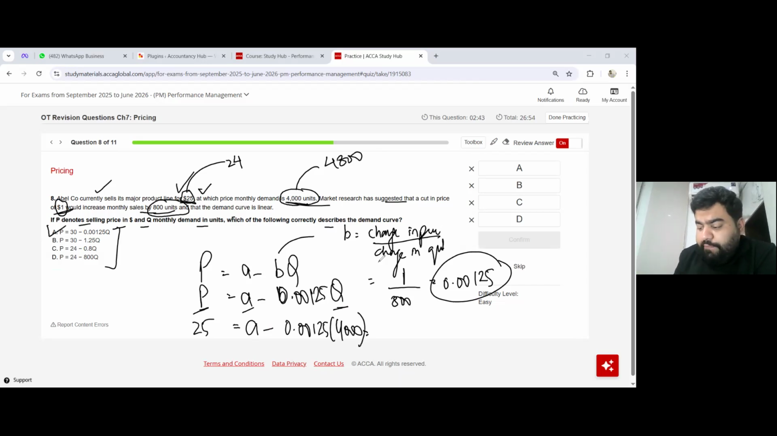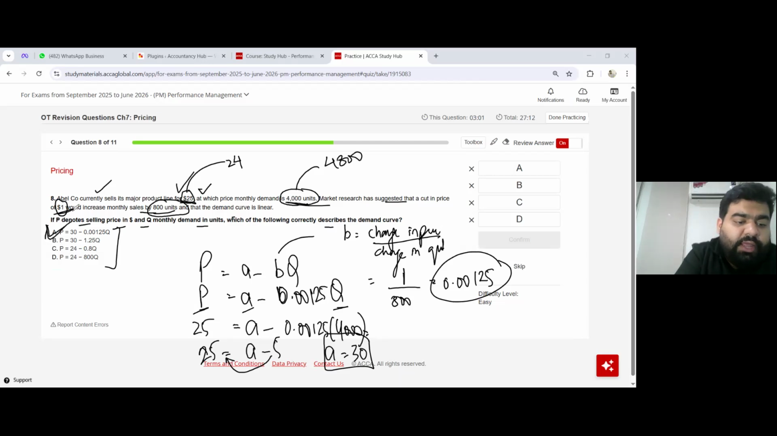So 4,000 into 0.00125 is 5. A minus 5 is equal to 25. Here 5 is deducted, so on the other side it will be added, and A will be 30. A is the answer. Simple. Okay, let's go to the next question, guys.